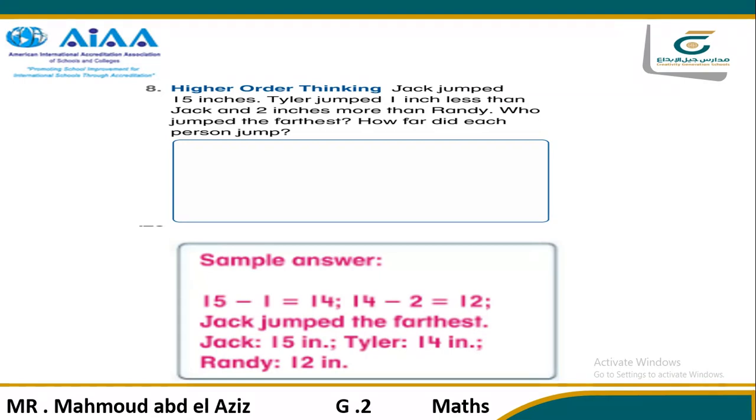Taylor jumped 1 inch less than Jack and 2 inches more than Randy. So 14 is 2 inches more than what? Excellent. 14 is 2 inches more than 12. So we will subtract here. It's 14 minus 2 equals 12. So Jack jumped the farthest. So Jack equals 15 inches, Taylor 14 inches, and Randy 12 inches.